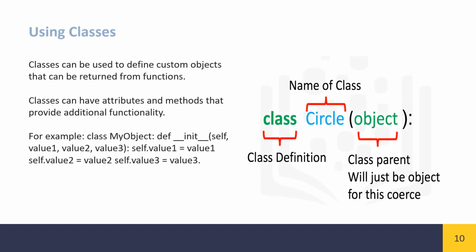Using classes. Classes can be used to define custom objects that can be returned from functions. Classes can have attributes and methods that provide additional functionality. For example, class MyObject, define function __init__ with self, value 1, value 2, value 3 as parameters. self.value1 is equal to value 1, self.value2 is equal to value 2, self.value3 is equal to value 3. Here is the example flowchart.